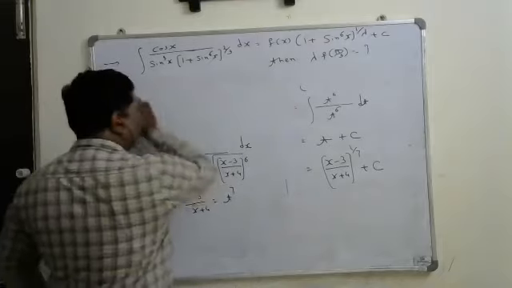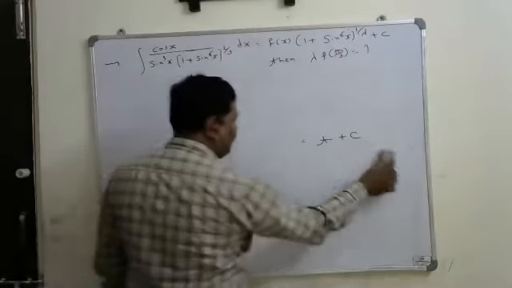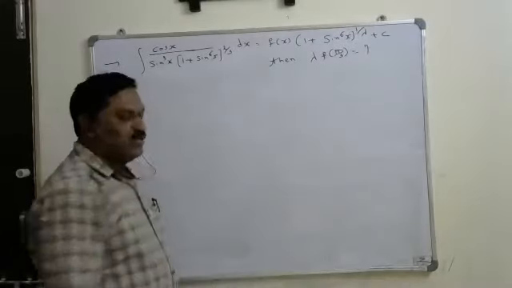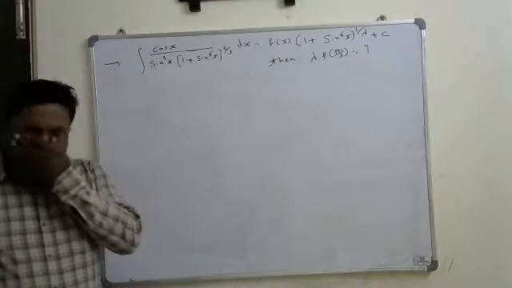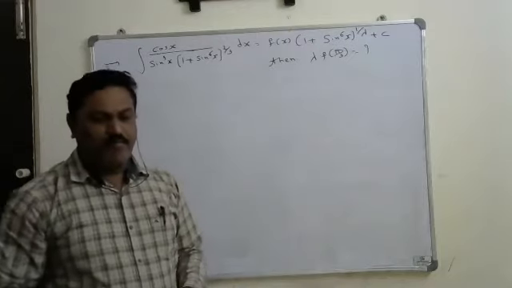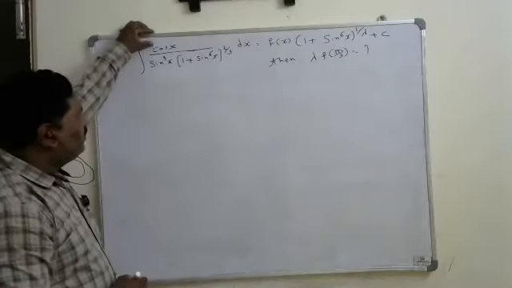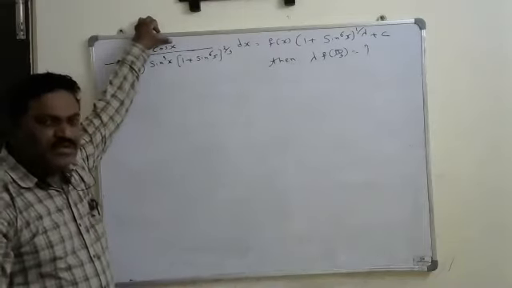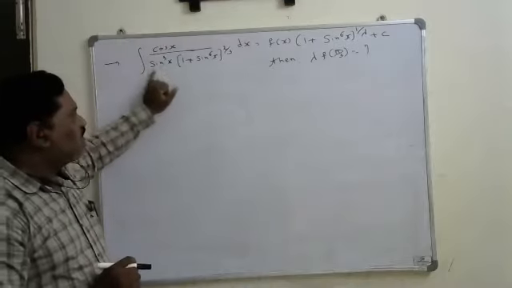Just observe this problem. First think about the problem and give an idea. Tell me what we can do here. What can we do? If you observe the numerator, there is a cos x, right? Cos x is the derivative of sin x, which is there in the denominator.